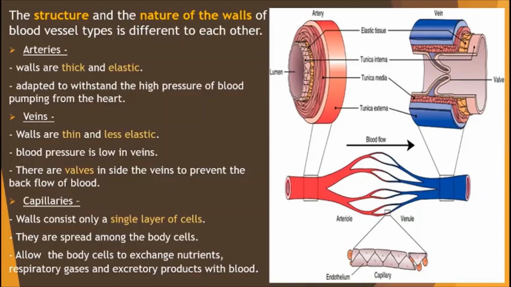You know that capillaries are the smallest type of blood vessels. So their walls consist of only a single cell layer. They are spread among the body cells so that they allow the body cells to exchange nutrients, respiratory gases and wastes with blood. The given diagram shows a comparison among each type of blood vessel.